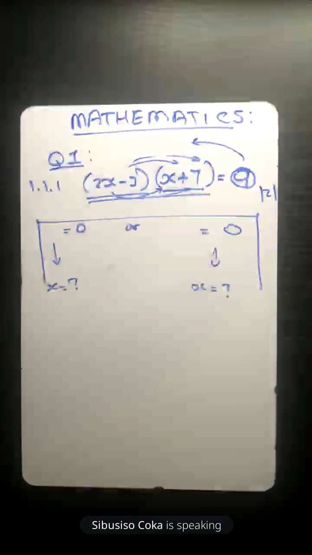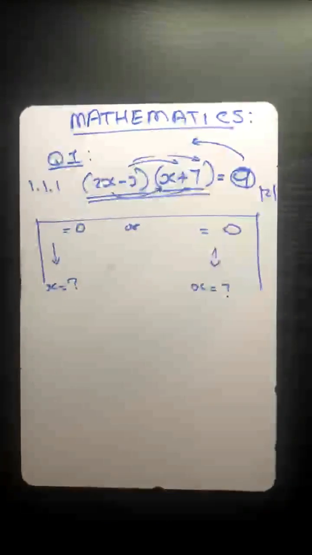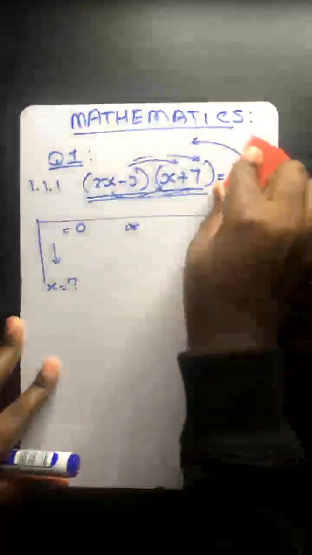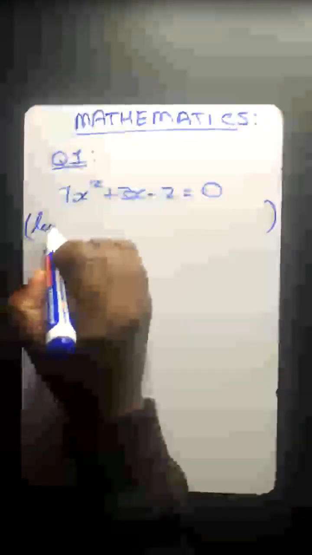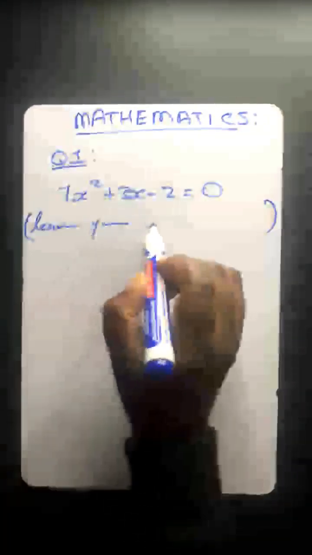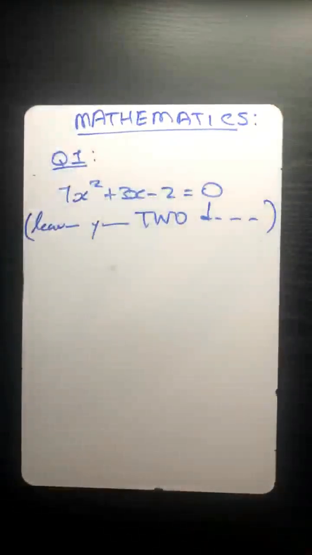Yes, sir. Okay, 100%. So I'm just going to remove all of that and move on to another type of question. Let's say, for example, especially this question where you are having that, and they say this is equal to 0. Sometimes they can say, leave your answer to 2 decimal places, whatever the case may be.